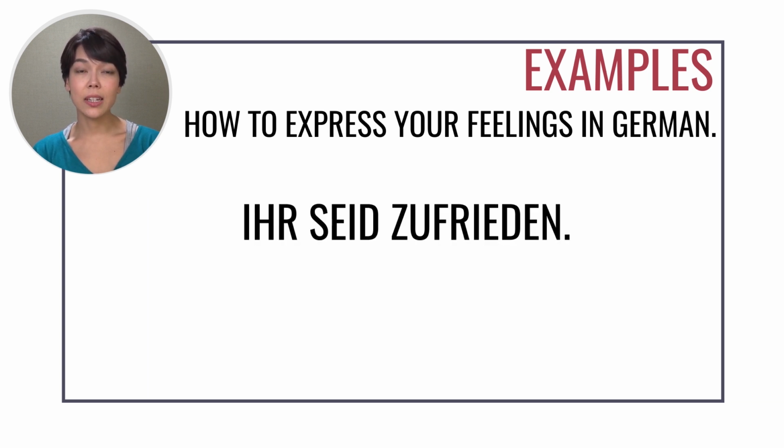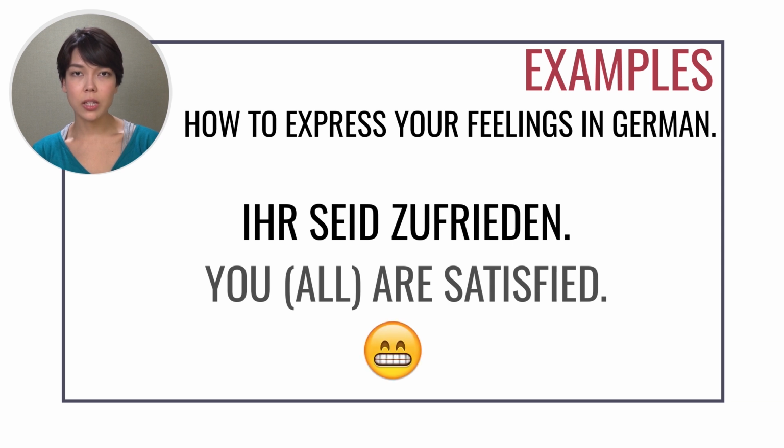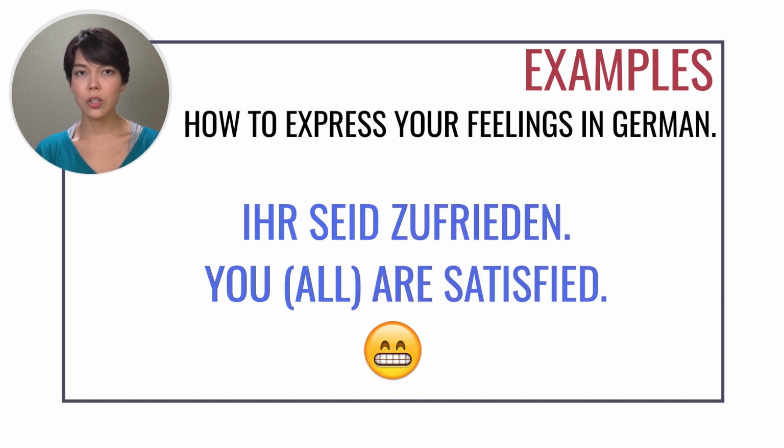Ihr seid zufrieden. You all are satisfied. Here we have the word ihr meaning you, plural, followed by seid, the conjugated form of the verb sein, to be, and the adjective zufrieden, satisfied. So altogether it means you are satisfied.